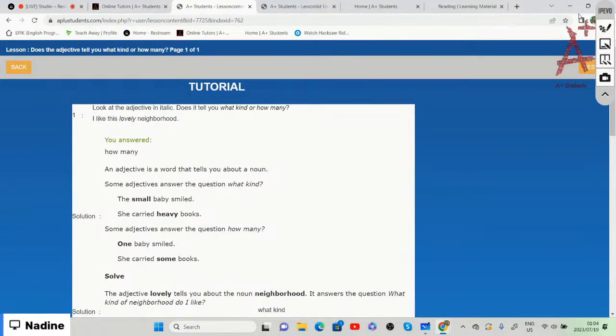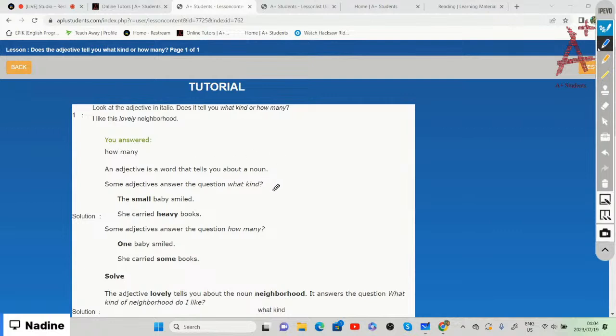All right, so firstly, an adjective, right? An adjective is a word that tells you about a noun. And remember, a noun names people, places, animals, or things, right? Some adjectives answer the question, what kind? Or some of the adjectives answer the question, how many? So adjectives that answer the question, what kind, right?